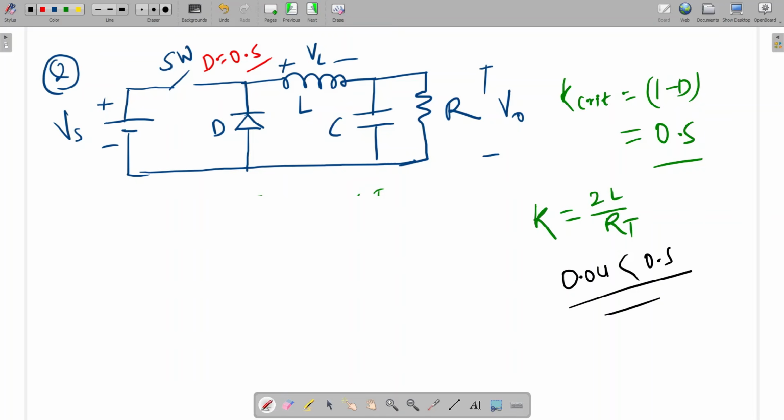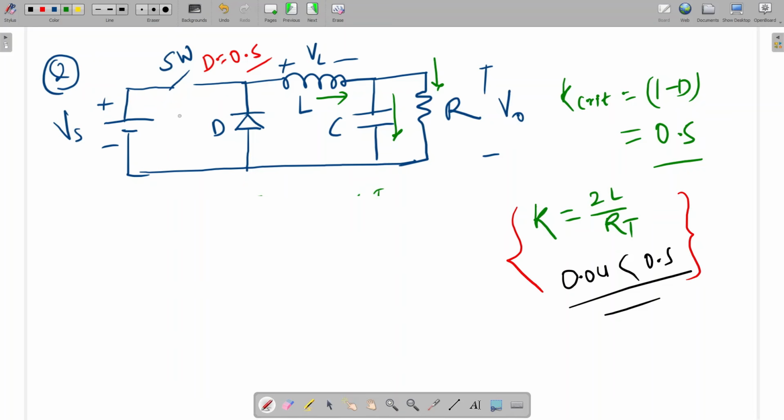So this direct formula will not work here. What is the direct formula? VO is equal to D Vs. That is for the continuous one. So first we have checked this, and it is discontinuous. Now how can we proceed? Let's see. At the load side, we have the inductor current, the capacitor current, and the load current.